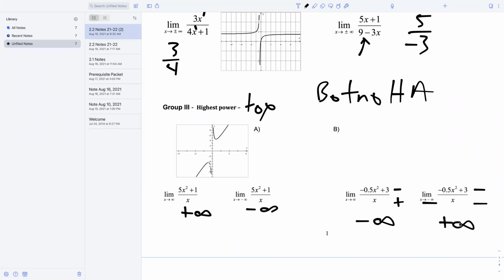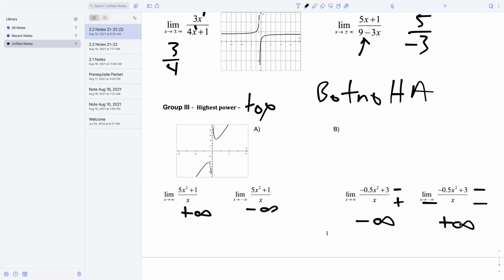But that means bigger on the top, no horizontal asymptote. There is no horizontal asymptote because look at this. Look at the graph. Is there a horizontal asymptote for this function? There's not a horizontal asymptote. There is a slant, or an oblique asymptote there, but not a horizontal asymptote.